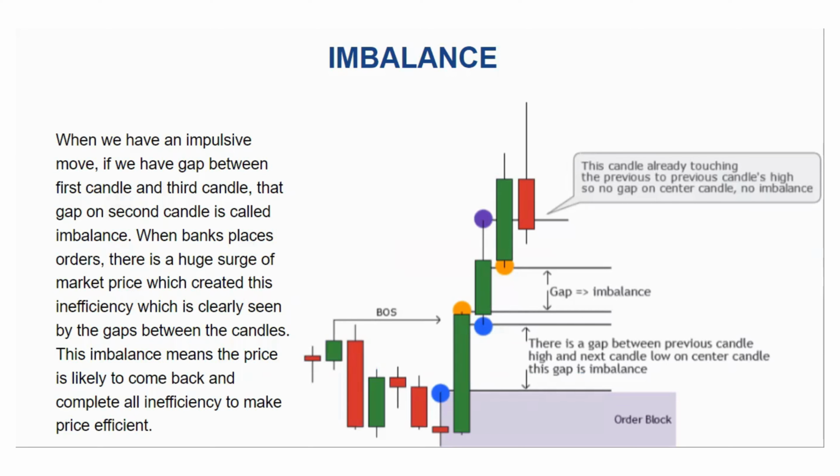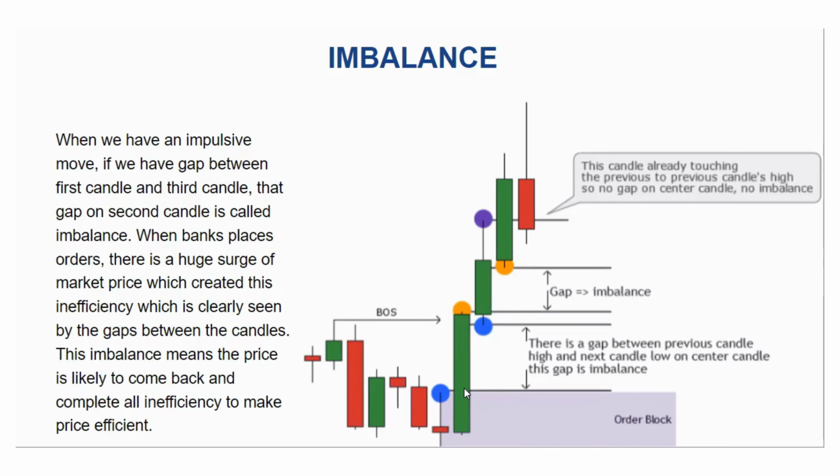Now you see here, in this particular example, we have an order block, a huge surge of orders, and the market goes up, and you see what imbalance is exactly. When you have a candle gap, this is also called the fair value gap. Let's take this candle: the previous candle's high is here, the next candle's low is here, and they are not touching. You have a gap between the previous candle and the next candle. This gap on this candle is called imbalance. This is where the price is not efficient. Many orders didn't get executed.